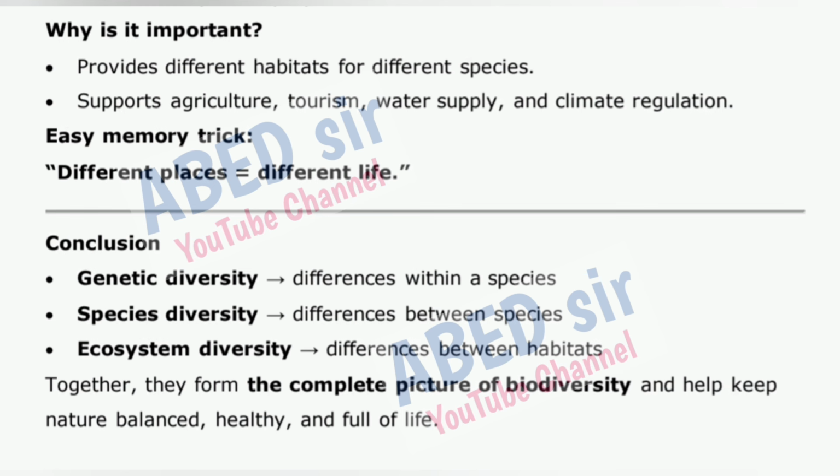Conclusion. Genetic diversity, differences within a species. Species diversity, differences between species. Ecosystem diversity, differences between habitats. Together, they form the complete picture of biodiversity and help keep nature balanced, healthy, and full of life.